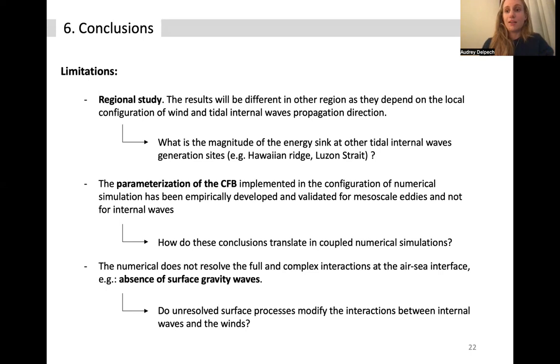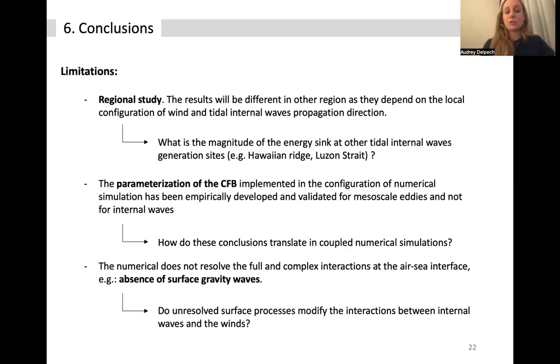Then, it's a modeling study, and it relies on the parametrization of the current feedback, which was empirically developed and validated for mesoscale eddies, but not for internal waves. And it would be really great to see how these conclusions translate in coupled numerical simulations, because that would be the only real way to fully represent those interactions without going through parametrization. So it's a strong limitation of the study, and we hope we can do this in the future.